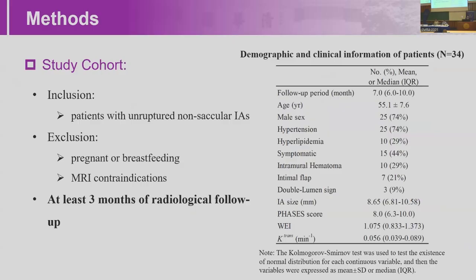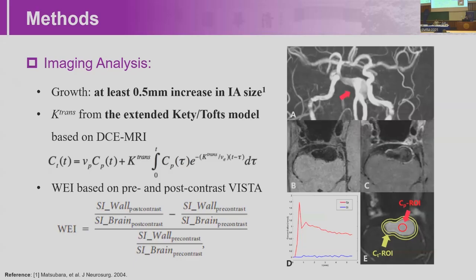34 patients with unruptured non-saccular IA were enrolled in this study according to the inclusion and exclusion criteria. All the patients enrolled underwent at least 3 months of radiologic follow-up. We defined IA growth as at least 0.5 millimeters increase in IA size.